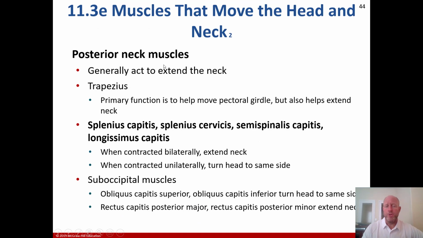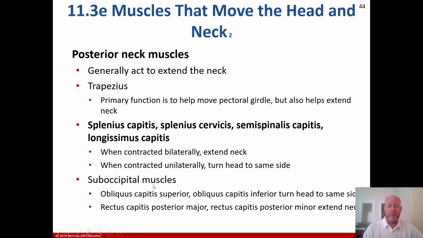For the posterior neck muscles, they generally act to extend the neck. The trapezius, primary function to help move that pectoral girdle, but also helps extend the neck. When referring to extension, spinal extension is going back away from you, so to speak. Splenius capitis, splenius cervicis, semispinalis capitis, and longissimus capitis. When they're contracted bilaterally, they extend the neck, going to cervical spinal extension. When contracted unilaterally, they turn the head to that same side, being rotation.